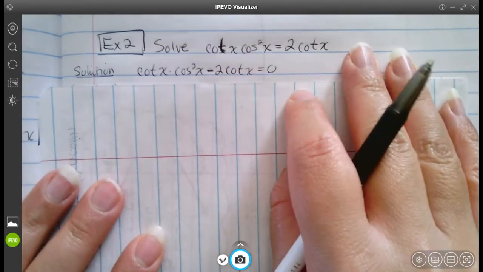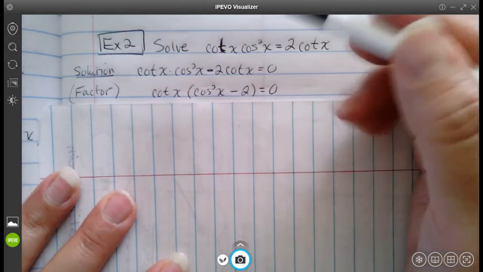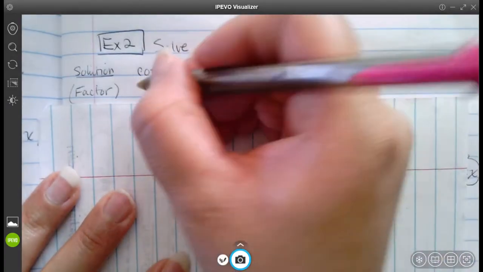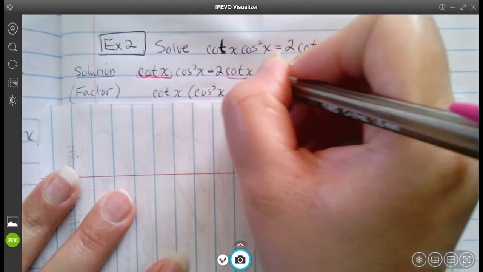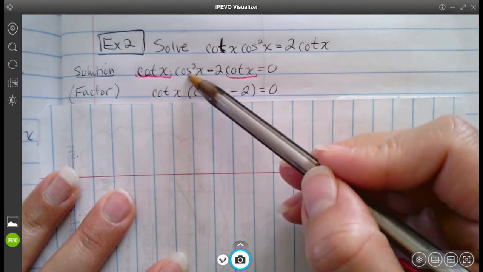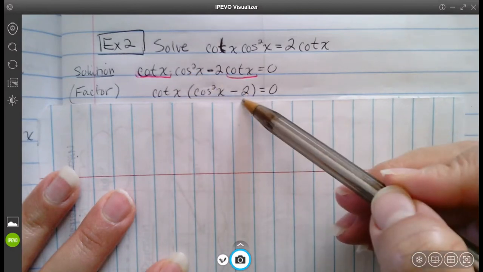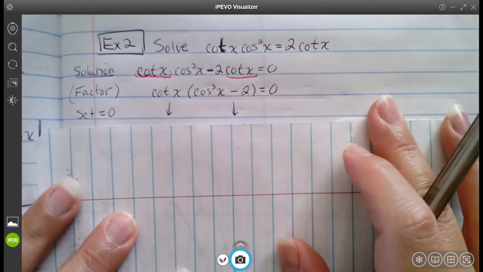And then, like I mentioned, we can probably factor something. So let's try factoring. I noticed that both of these terms have a cotangent, so there's a cotangent here and a cotangent there of x. So I'm going to take that out, and I'm left with cosine squared x minus 2. Once we're left with these two terms, you're going to set each of those equal to 0.